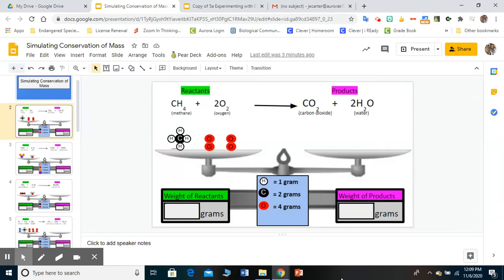When you open up this assignment in Google Classroom, make sure that you are not in present mode. In other words, you can see the slides along the side of your screen. And there's a couple things you have to do on each slide.